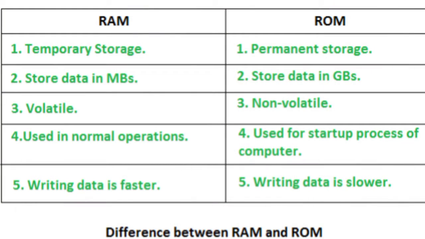RAM has temporary storage while ROM has permanent storage. RAM stores data in megabytes, while ROM stores data in gigabytes. RAM is volatile and ROM is non-volatile. RAM is used in normal operations, while ROM is used for the startup process of computer. In RAM, writing data is faster, while writing data in ROM is slower.